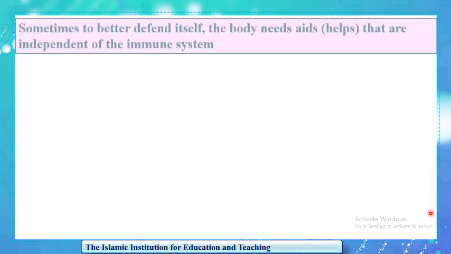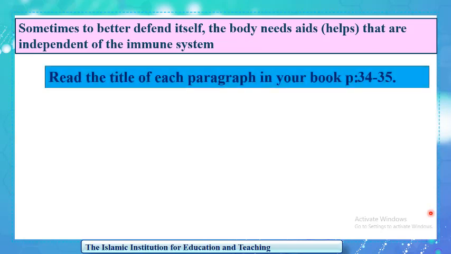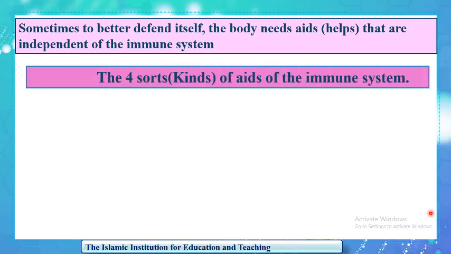In some cases, the immune system does not interfere to defend and protect itself against microbes. But there are several aids or helps that do this job. You have to read the title of each paragraph in your book, page 34-35, to pick up the names of the 4 sorts of aids of the immune system.